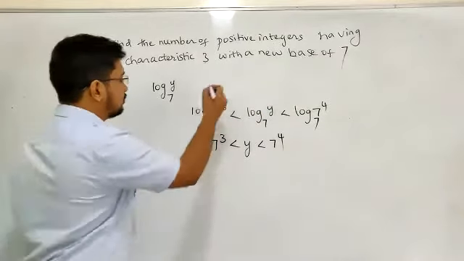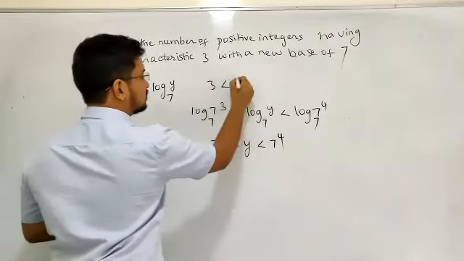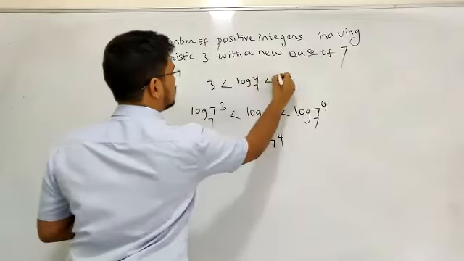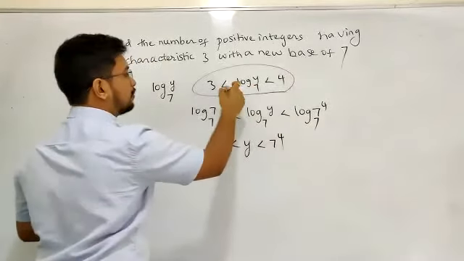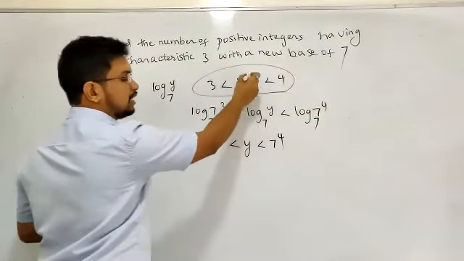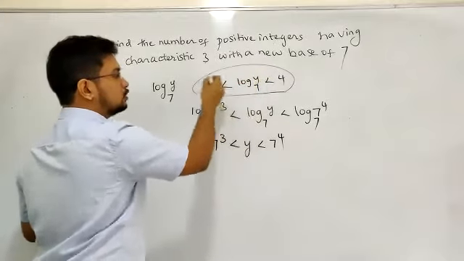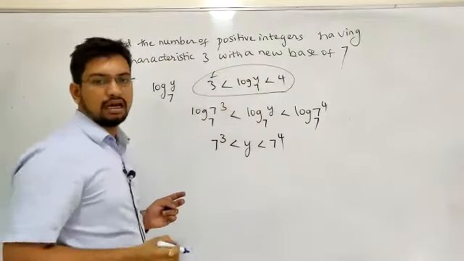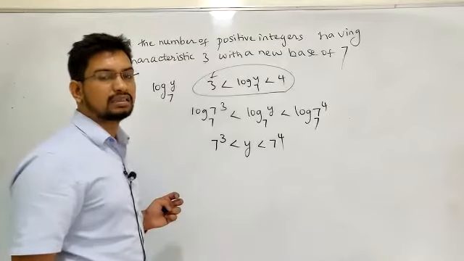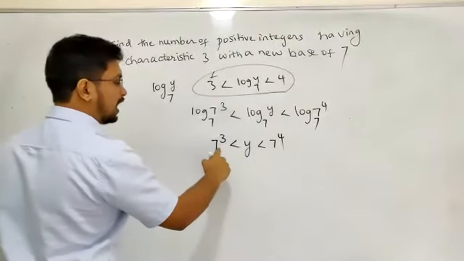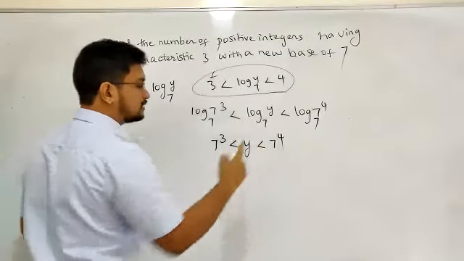So you will be getting 3 is less than log y to the base 7, which is less than 4. That is what you get. From that you will be getting the characteristic. This is 3 point something, so the characteristic will be 3. 3 point something vastundi kabatti characteristic 3 avutundi. So same idea. We'll be getting 7 cube is less than y is less than 7 power 4.